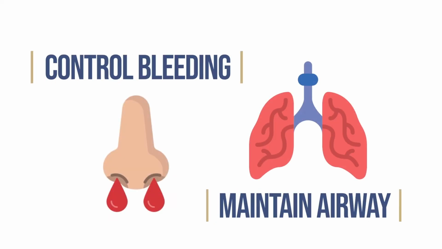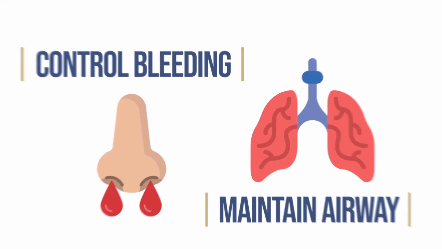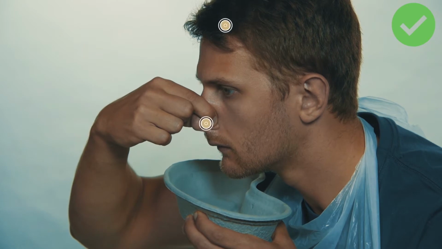Step 2. Simple first aid. Once you are satisfied that your patient is stable, your priority is then to control the bleeding and maintain the airway. Try to keep the patient as calm as possible. Ask them to sit down and lean forward over a sink or kidney bowl, which keeps the nose above the level of the heart, further aiding to reduce bleeding.